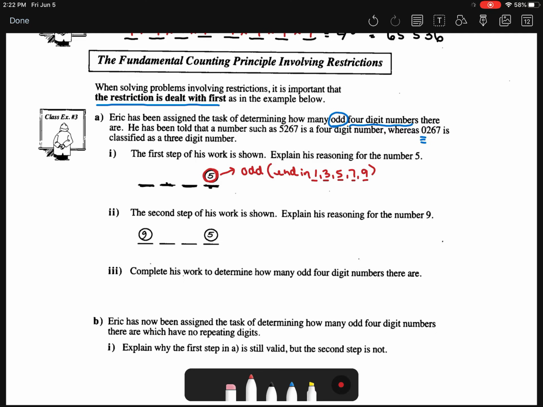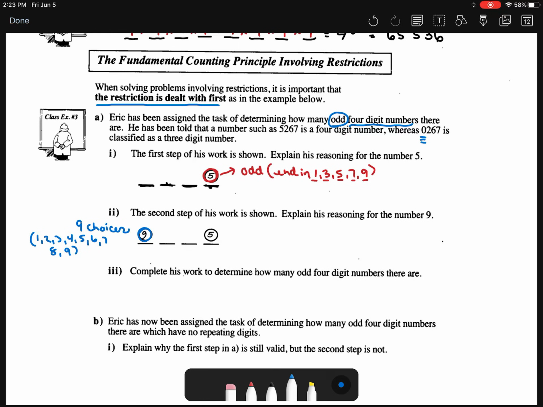Moving on to the second part, it says the second step of his work is shown. Explain his reasoning for the number 9. Well, why do I have 9 here? Well, that again means I have 9 choices or 9 options that I can have there. Now, when we talk about digits, there are 10 digits, 0, 1, 2, 3, 4, 5, 6, 7, 8, 9. That's 10 options. But I can't use 0. That was clearly stated in the beginning of the question. So I have 9 choices. I could have a 1, 2, 3, 4, 5, 6, 7, 8, or 9. Okay? 9 choices that could be the first digit of my 4-digit number.